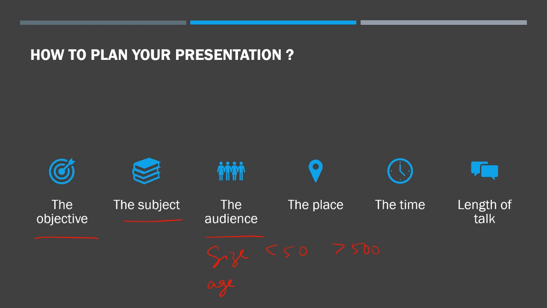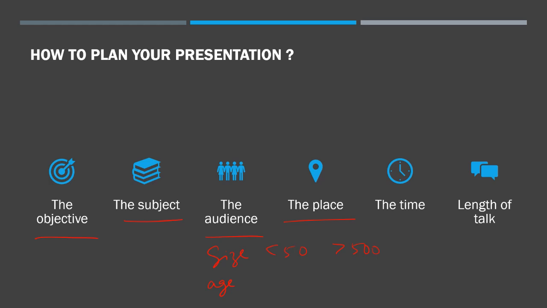And then gender also becomes very important, male or female. And then what are you there for? What are you actually doing the presentation for? Are you expecting the audience to just take all the information you are delivering, or are you teaching something to the audience, or are you provoking something? You have to decide that while you are planning the presentation. And then comes the place. The place of presentation is very much important.